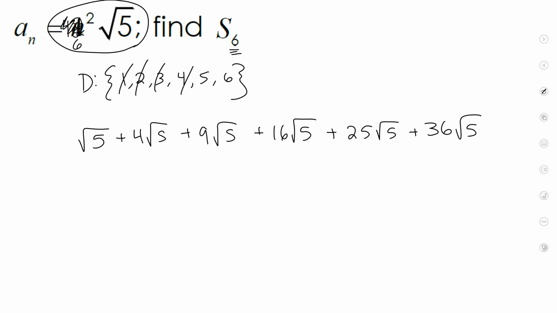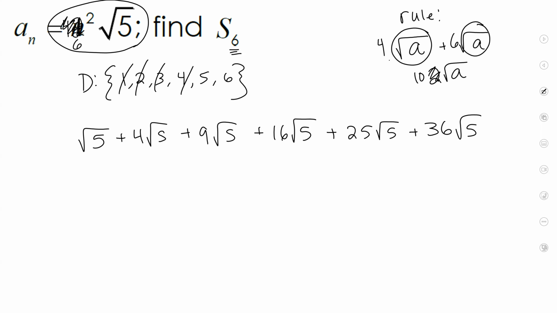Now we'll just add these all together. Let me remind you of a rule. When you have the square root of a plus the square root of a, this is 2 square root of a. If this was a 4 and this was a 6, this would be 10 square root of a. Okay? So if this part is the same, then you just add the coefficients together. So in this case, we have 1 plus 4 plus 9 plus 16. Add those all together and let me know what you get. You're adding up all of these coefficients.